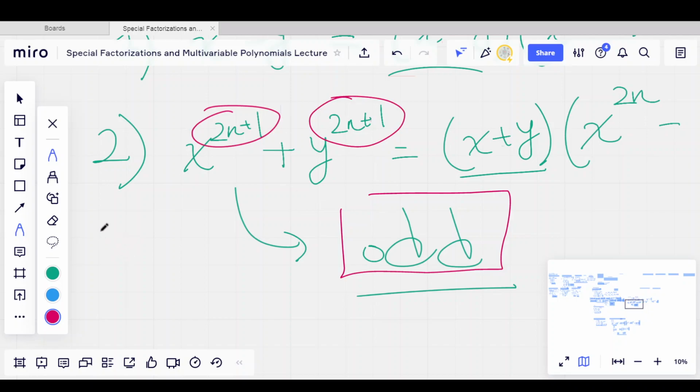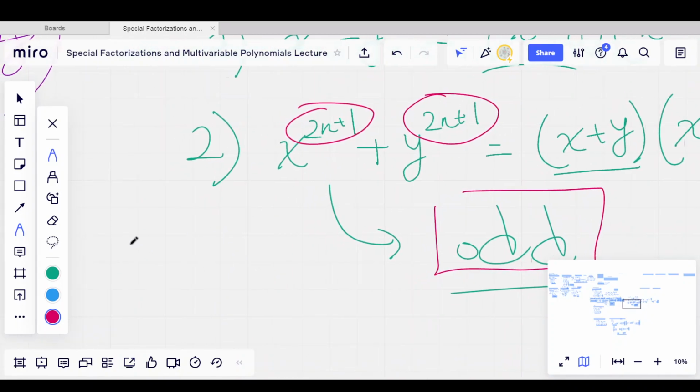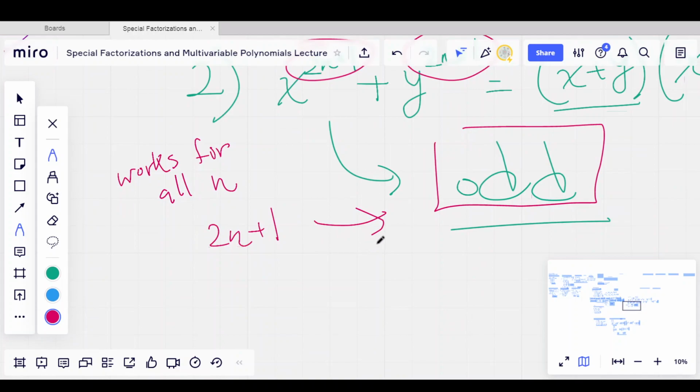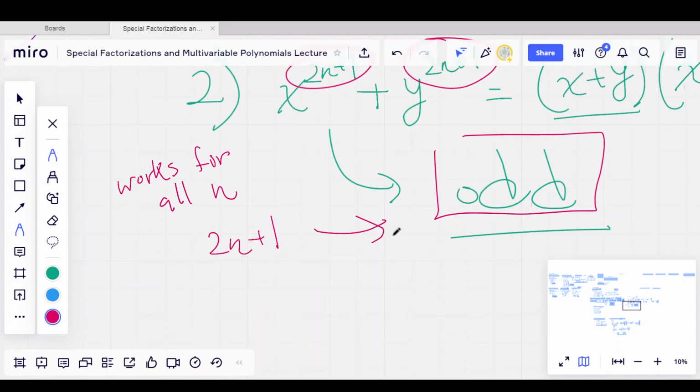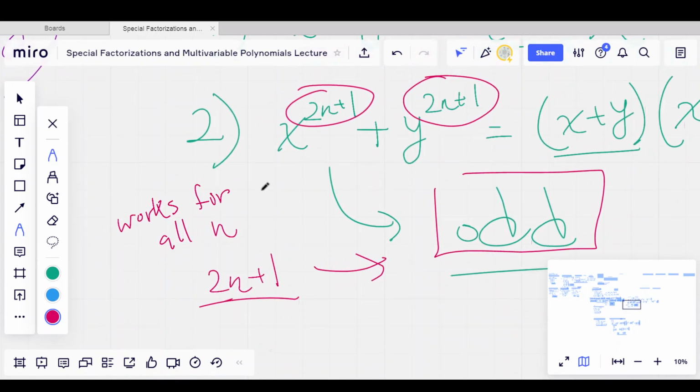So because this is always odd, right? Okay, so I want to make this a little bit more clear. Actually, let's just make this super simple. So it works for all n, because 2n plus 1 is always odd. It's always congruent to 1 mod 2, right? So it works for all n. So you won't need to worry about that. Just remember that it's 2n plus 1. So does that clear it up?